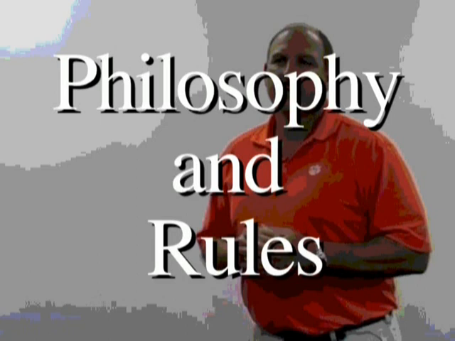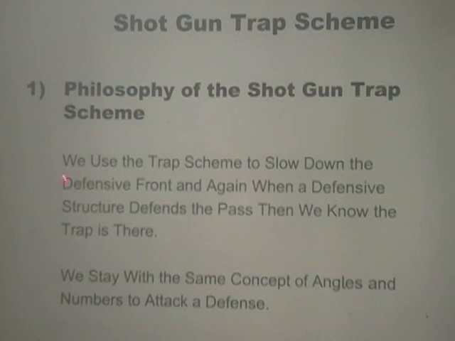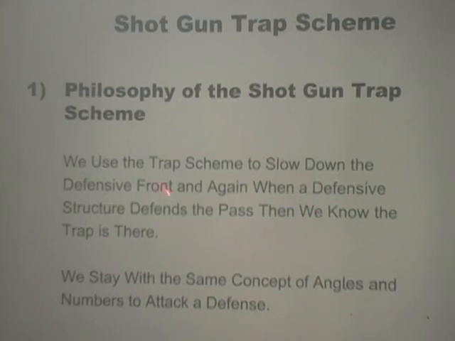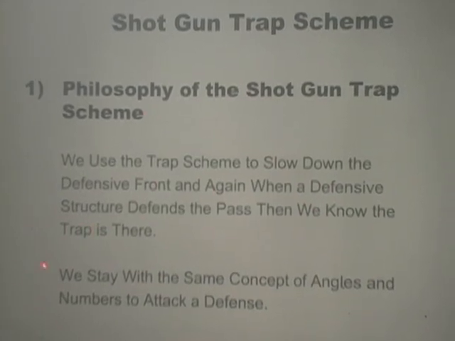All right, the shotgun trap scheme, the philosophy of the shotgun trap scheme. We use the trap scheme to slow down the defensive front. And again, when the defensive structure defends the pass, then we know the trap is there. So basically, if we know that the front is really up the field, rushing hard, and they're widening their linebacker because we're in trips to one side, then we're going to basically trap the A-gap, and that's why we use it. And we'll look at cut-ups later on, and you'll see why it's so good.